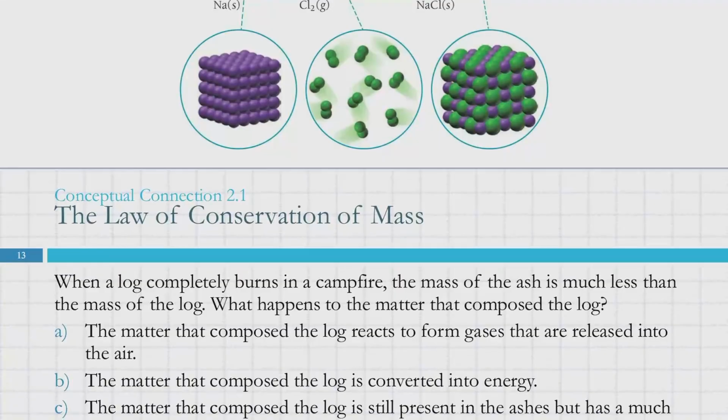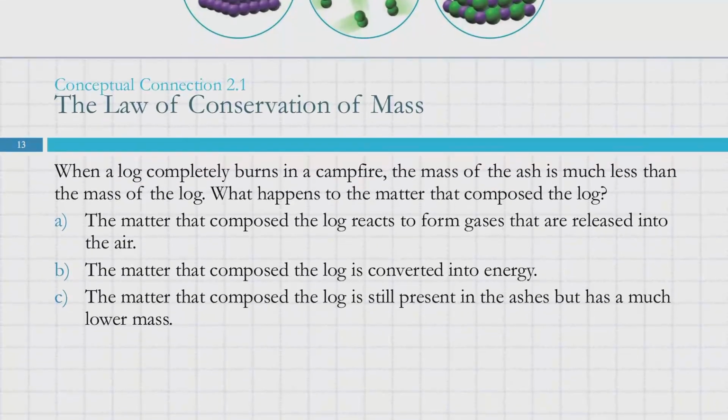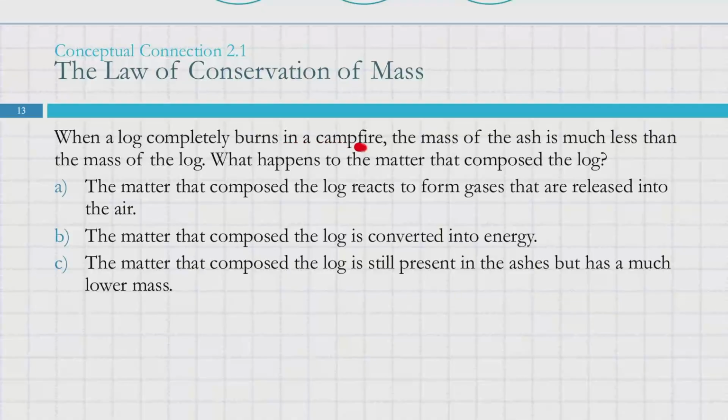Let's see how well we understand our law of conservation of mass. When a log completely burns in a campfire, the mass of the ash is much less than the mass of the log. What happens to the matter that composed the log? A: The matter that composed the log reacts to form gases that are released into the air. B: The matter that composed the log is converted into energy. Or C: the matter that composed the log is still present in the ashes but has a much lower mass. Take a moment, think about it. Which one do we think it is, A, B, or C?